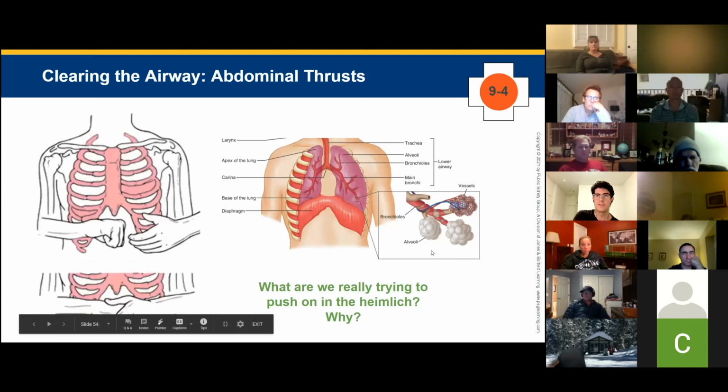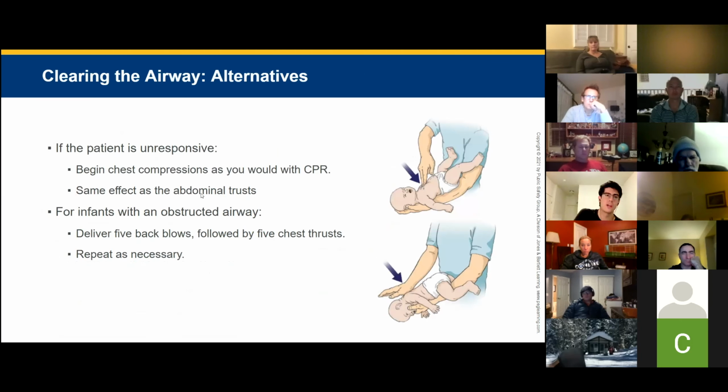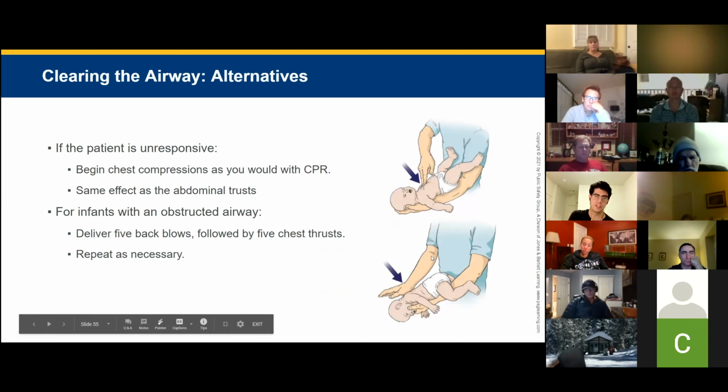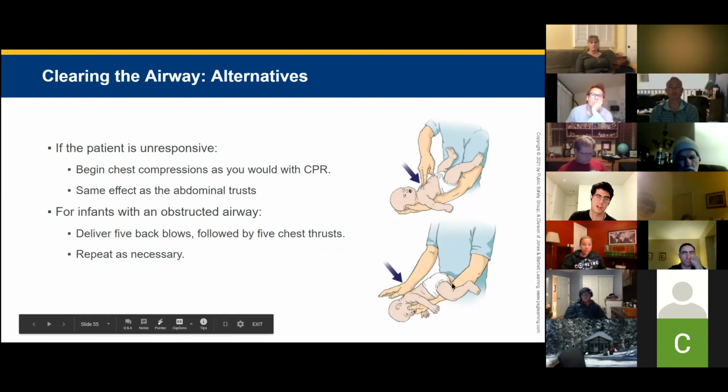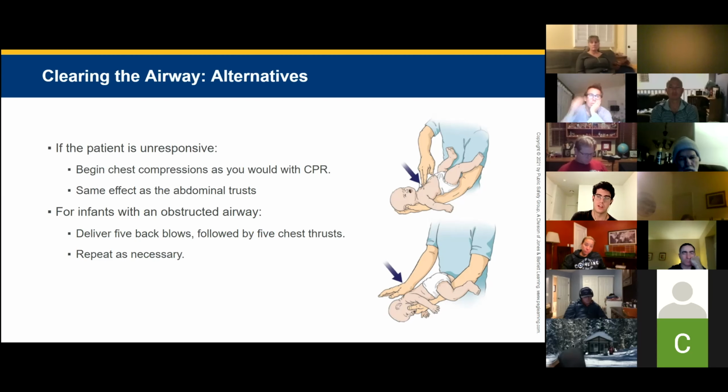All right, and then this is for babies, infants. You're going to alternate back blows, which is down here, and chest thrusts, which is up here. It's the same thing. You're still aiming for that diaphragm in the baby. They're just so small that you're going to do it with a few fingers to avoid hurting them. And you just alternate five and five. So you want to just kind of tap their back, not too violently, but you're trying to get results. Hopefully gravity kind of helps you here as well. And then you switch them over and do the chest thrusts. And again, if this doesn't work, you go into the CPR cycle.